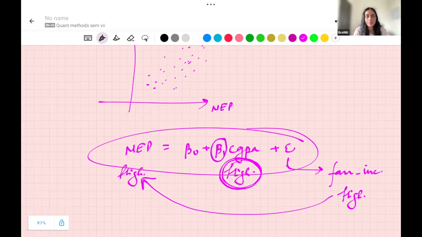of CGPA. If you ignore family income, right, तब तुम you cannot make this claim that higher CGPA causes a higher satisfaction with NEP, right? This is one of the ways in which there can be an issue with your claim to causality. There could be an omitted variable. Another, एक और एग्जांपल देखते हैं ना.